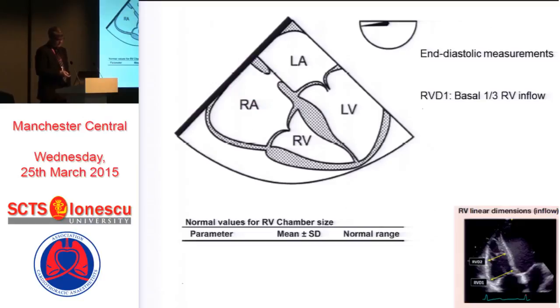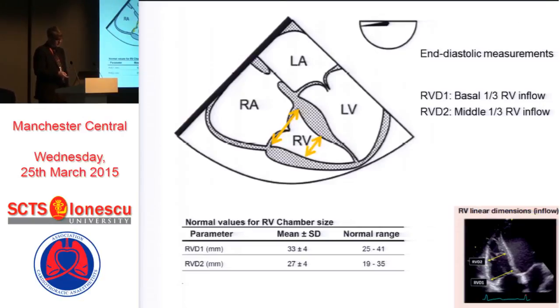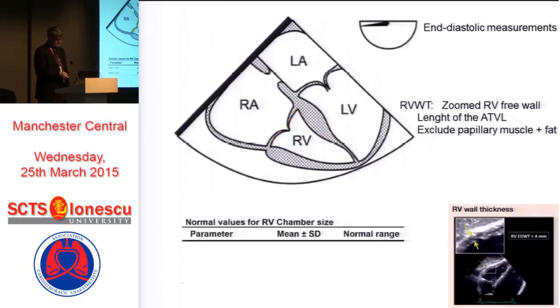The other element that will be measured is the dimension of the right ventricle. There are two areas where measurements are recommended on a four-chamber view. One is the basal measurement, which is done at the basal third of the right ventricular inflow. The second one is in the middle third of the right ventricular inflow. And normally these measurements are around 3 centimeters, and a little bit lower at the RVD2.